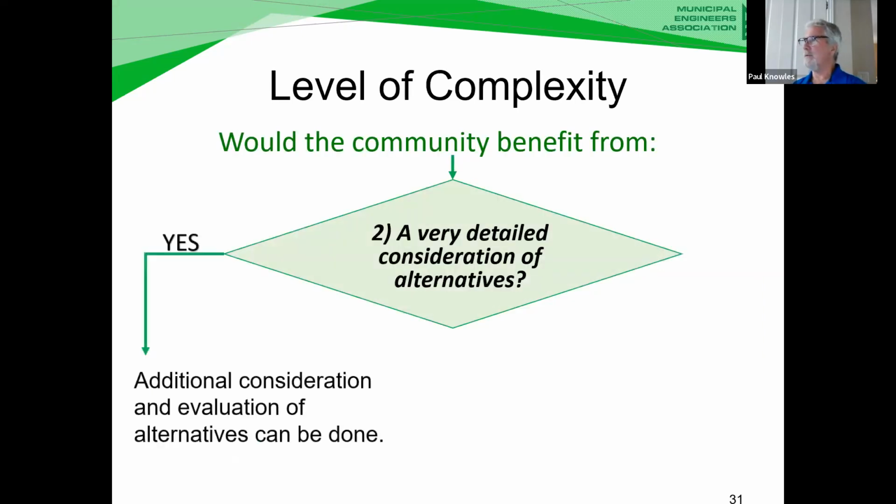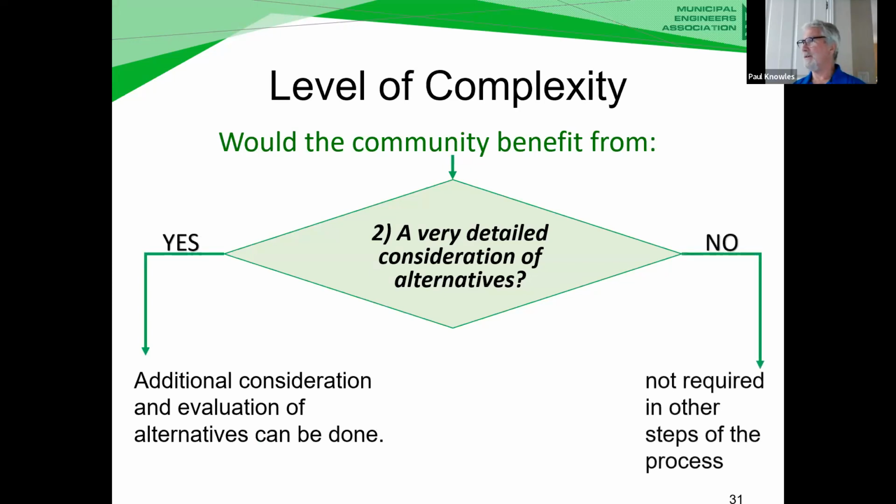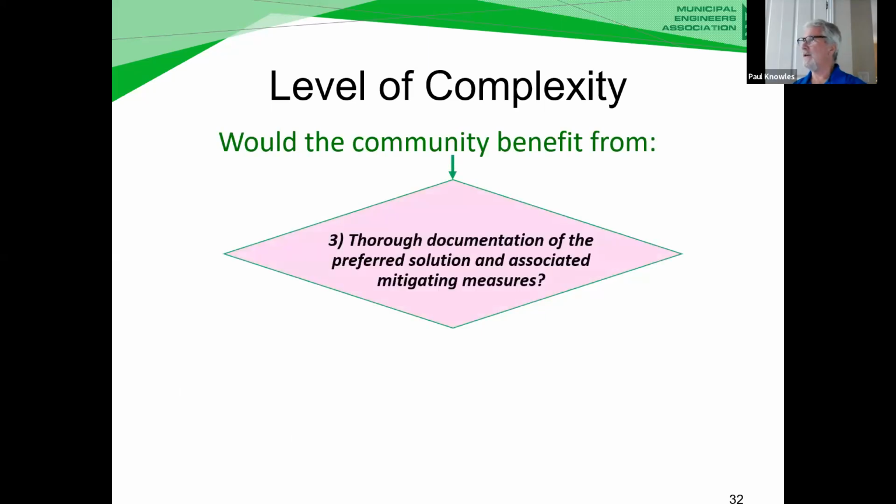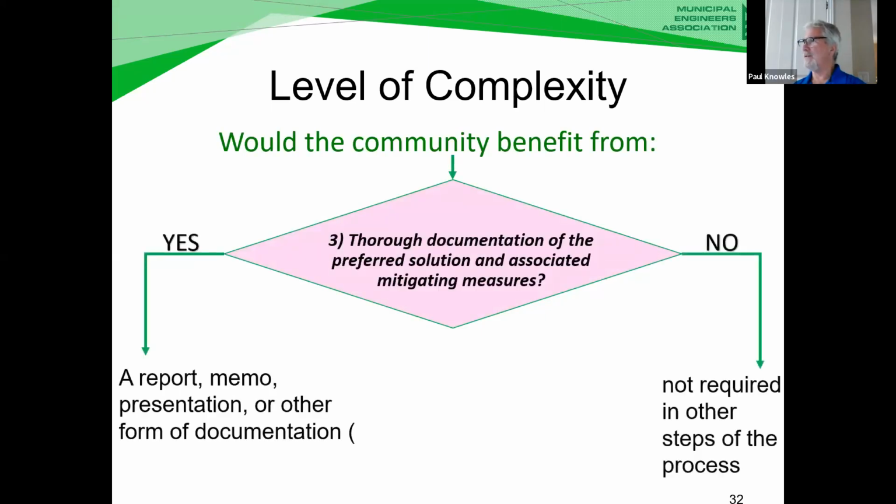So again, if the community would benefit from very detailed consideration of alternatives, then do that, and don't follow the other steps that aren't beneficial. If you want to make sure you have a thoroughly documented preferred solution and the associated mitigating measures, then write a report or a memo or some sort of documentation, but it doesn't have to be in an ESR.